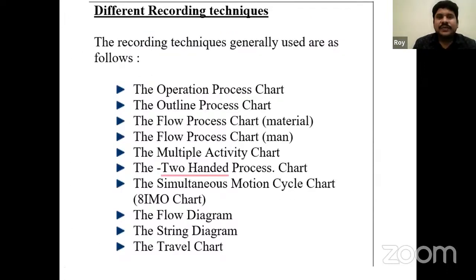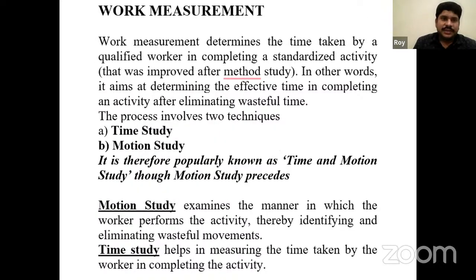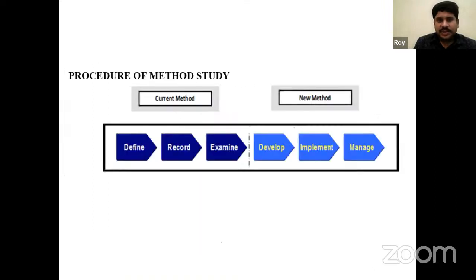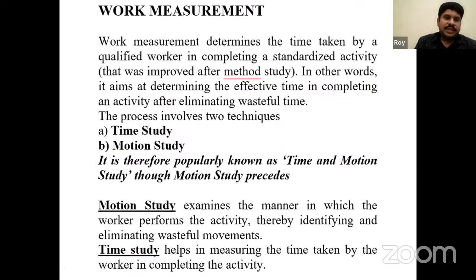What are the different techniques we have in method study? Operation process chart, outline process chart, flow process chart, and all these methods we have in order to study things. Now, work measurement. This is the process of method study: define, record, examine, develop, implement, and maintain. Now, measurement, as I told you, has 2 things. I'm not going to study each and everything, but try to do this.